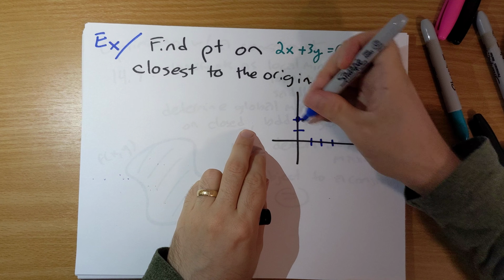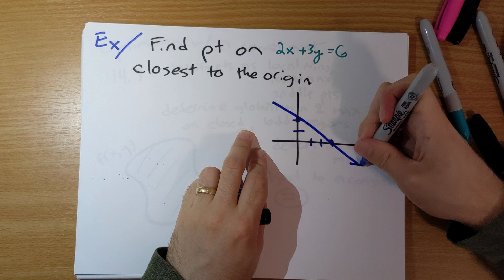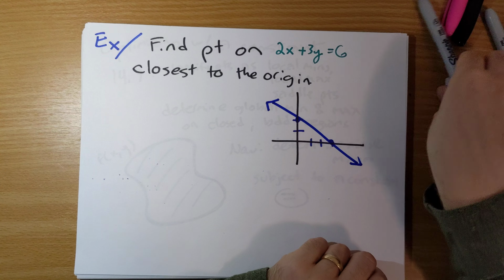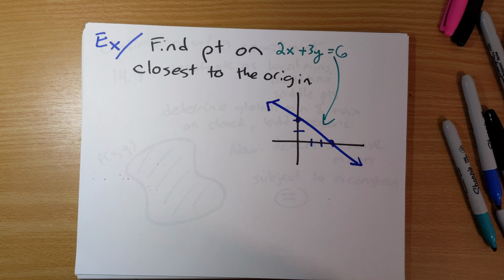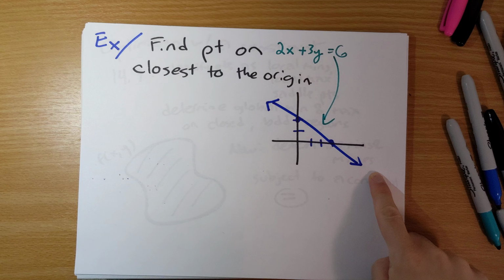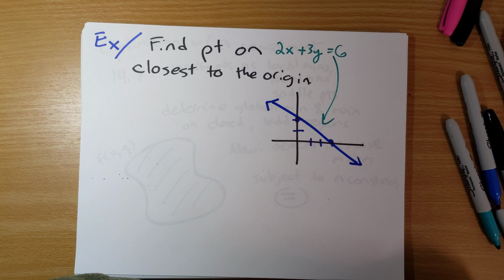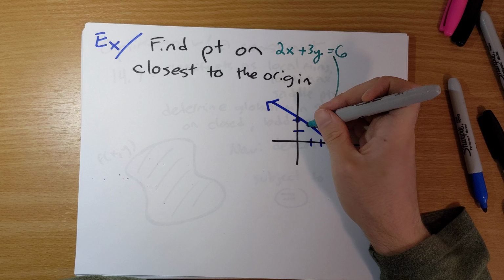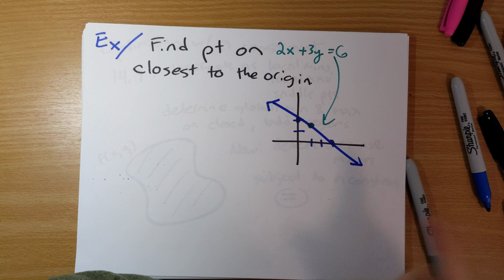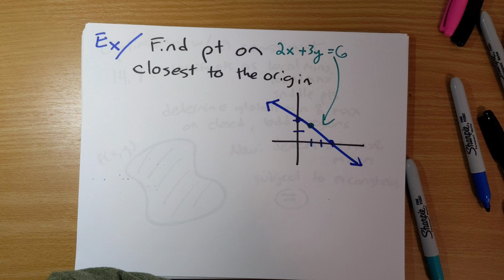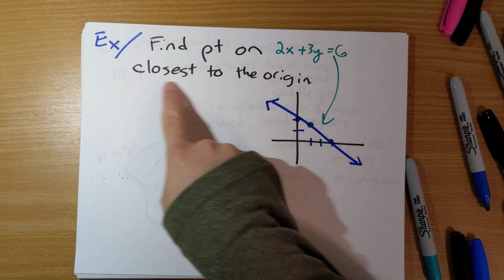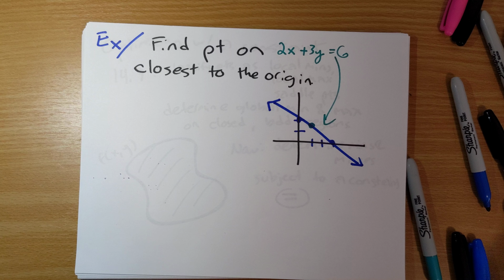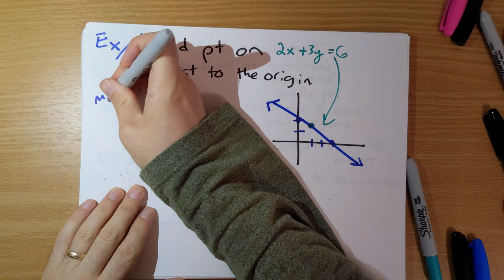So this is what our line looks like. And there is some point along this line that is closest to the origin. Pictorially speaking, it's probably going to be somewhere in there. We don't know exactly where. That's going to be our goal, to figure out exactly where this is. And closest to the origin means that we're trying to minimize distance.